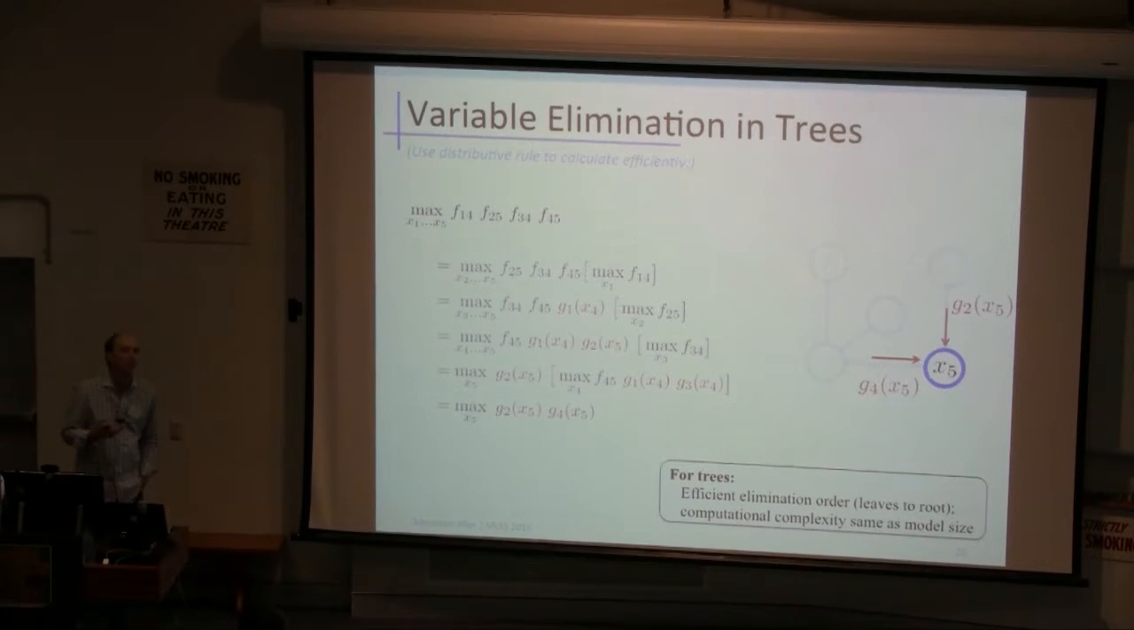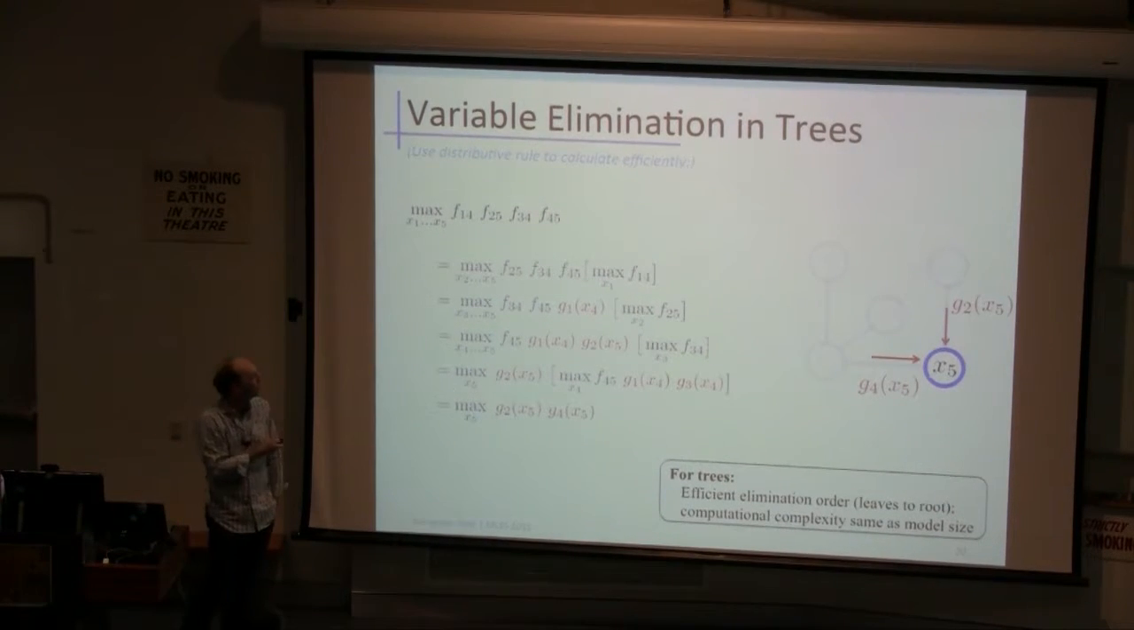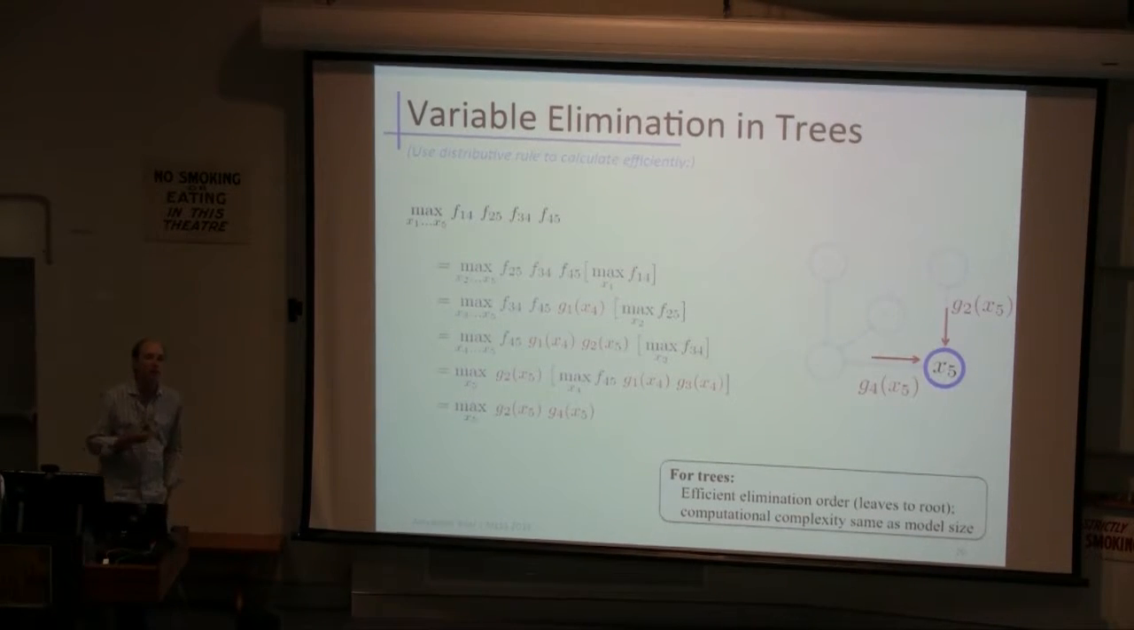And for trees, this turns out to be very efficient. There's always an ordering, going from leaves to root, which doesn't create any larger factors than we originally had. So in this case, I had only pairwise factors, and by working from leaves to root, I only ever had to deal with factors over pairs of variables. So I never create any larger factors. So for trees, the computational complexity of computing this optimization problem is the same as specifying the original model.